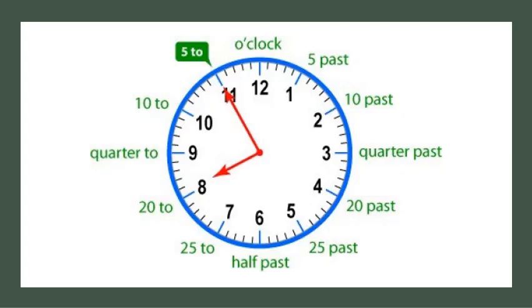O'clock, okay, number 1, kalau dalam minit, dia jadi 5. 5, 10, quarter, 20, 25, half, 35, 20, quarter, 10, 5. O'clock. Okay, I repeat. O'clock, 5 past, 10 past, quarter past, 20 past, 25 past, half past, 25 to, 20 to, quarter to, 10 to, and 5 to.